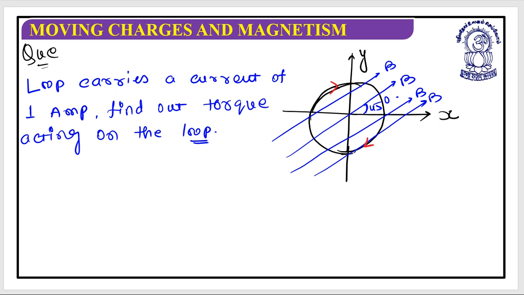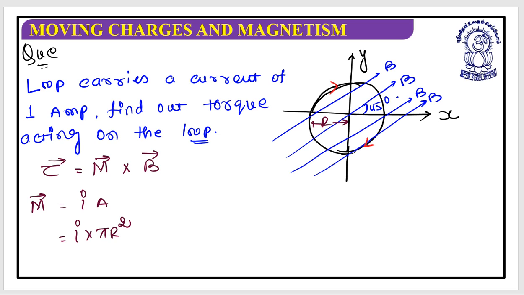So what I assume is that torque equals M cross B. So I need M and I need B. How could I have M? First, M is equal to I into A. So this is I multiplied by, let's assume the radius is R, I into pi R square. Now what would be the direction of M?